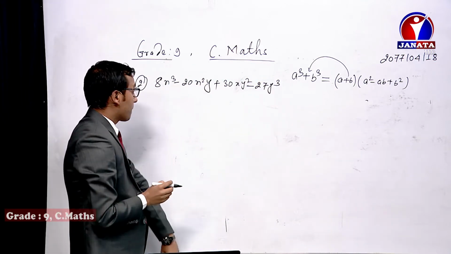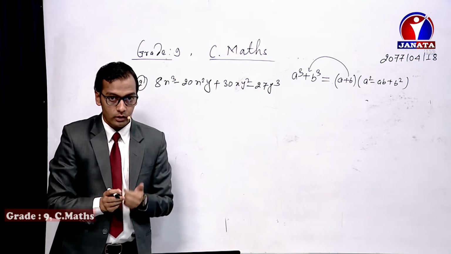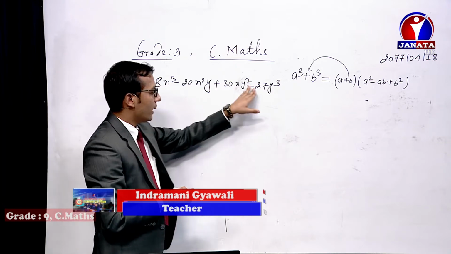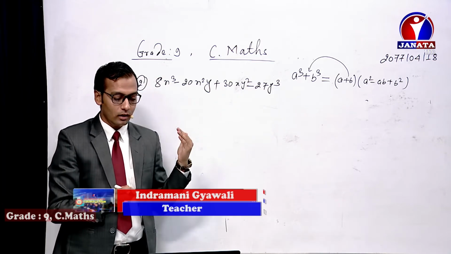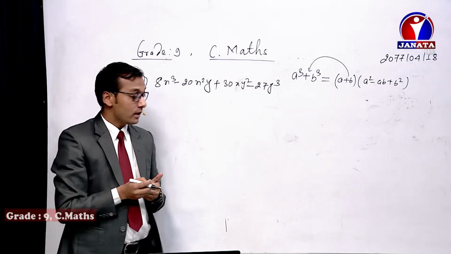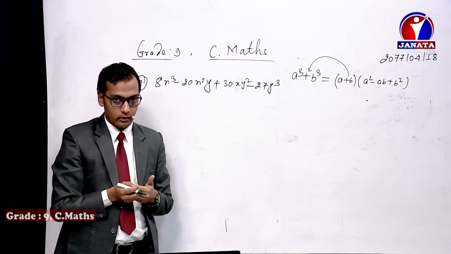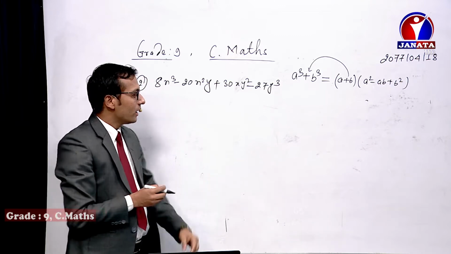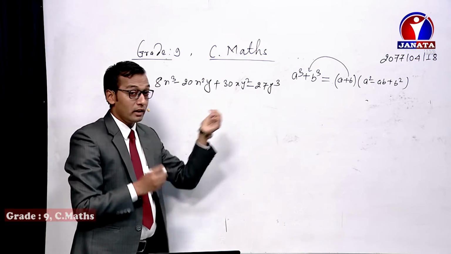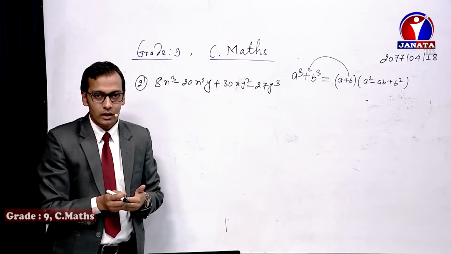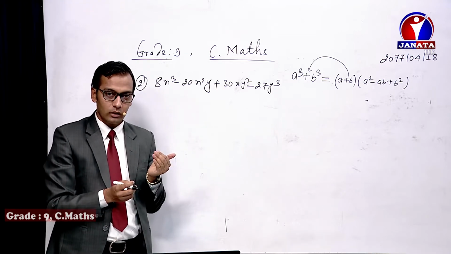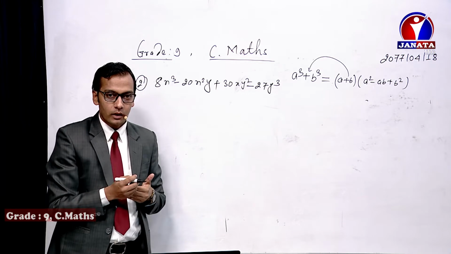How many terms are present in this algebraic expression? 1, 2, 3 and 4 terms. There are 4 terms in this algebraic expression and we are trying to factorize it. How is it possible? Let's think. Can we simply take common factors from the first 2 terms and the next 2 terms and then factorize? Let's try taking common factors and think. If we cannot do that, there is another way.